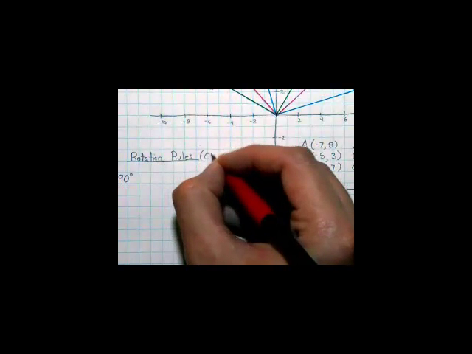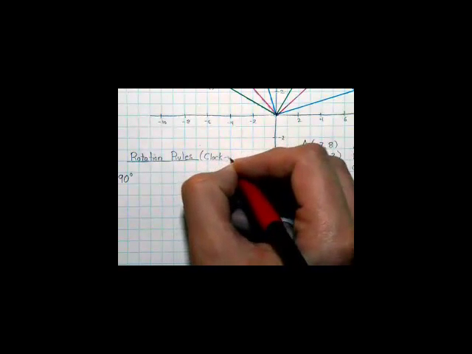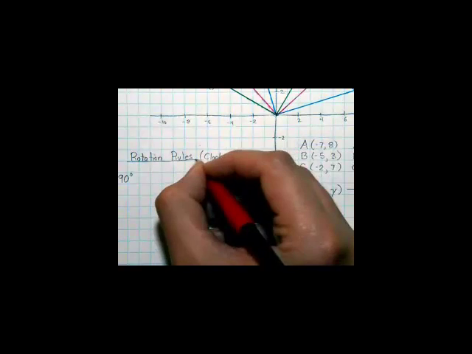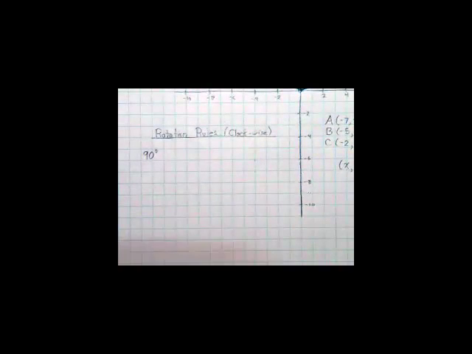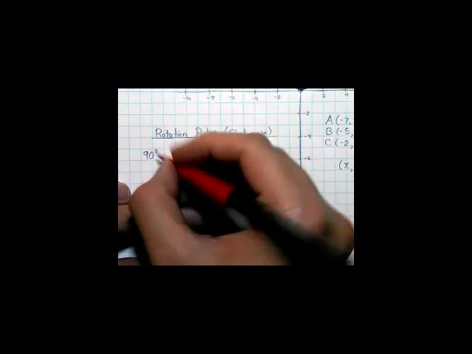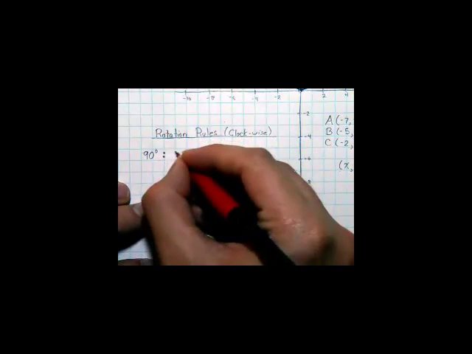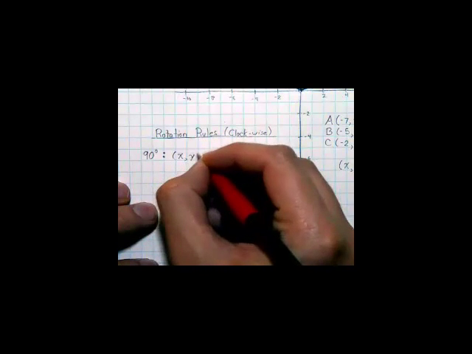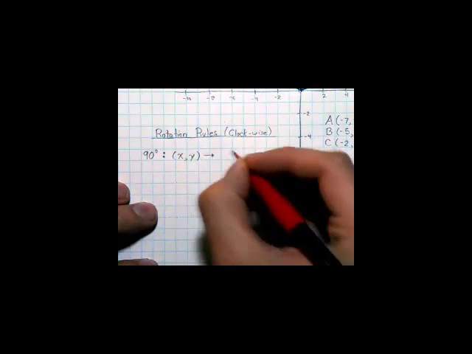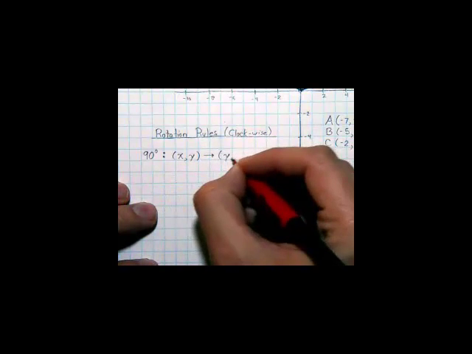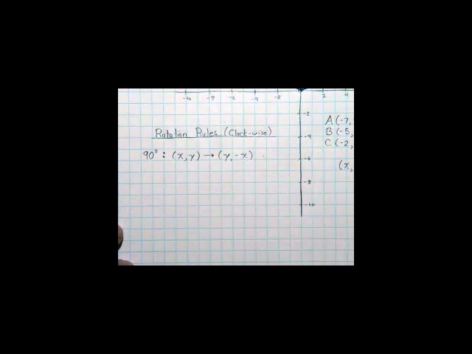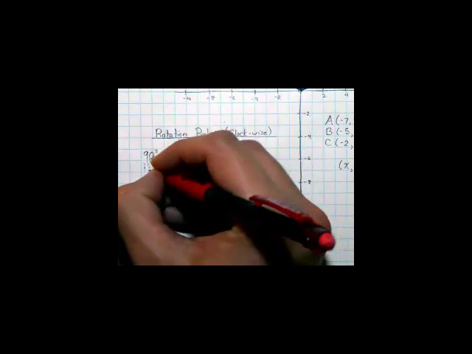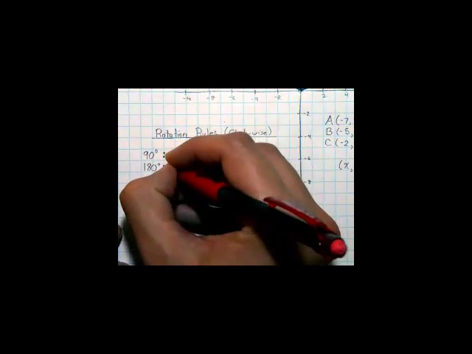All clockwise, by the way. If I ask you to go counterclockwise, all you have to do is match it with the one that would be the same thing clockwise, and it works. We'll talk about that later. So 90 degrees, that's the one we just found. xy goes to y negative x. 180 degrees.